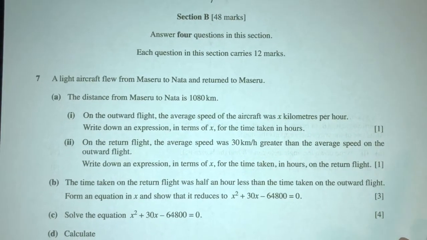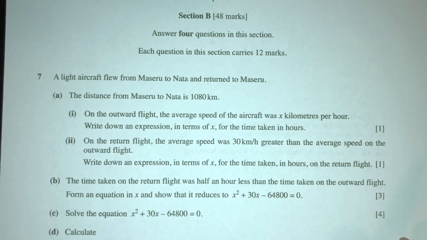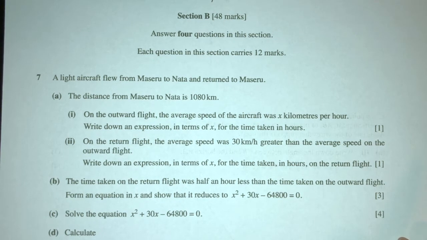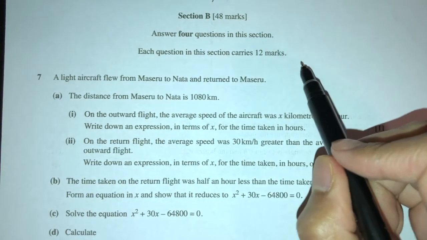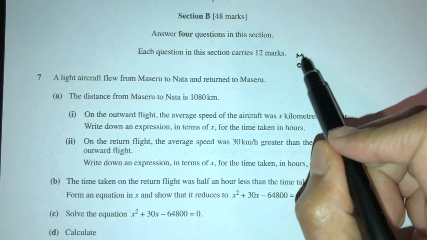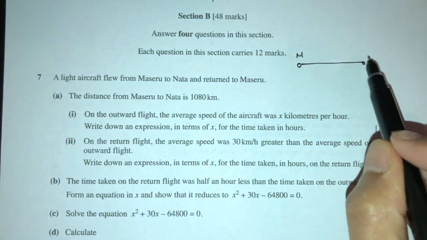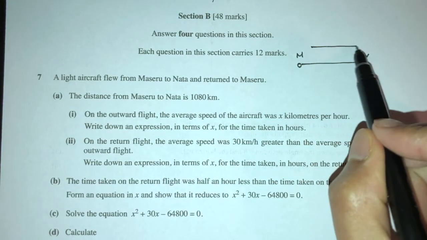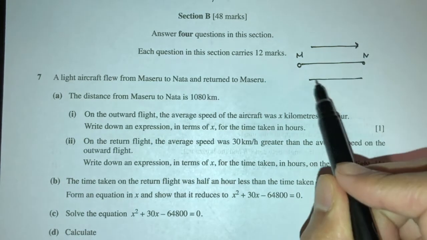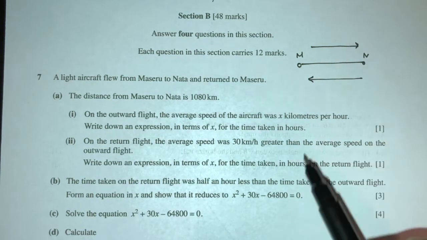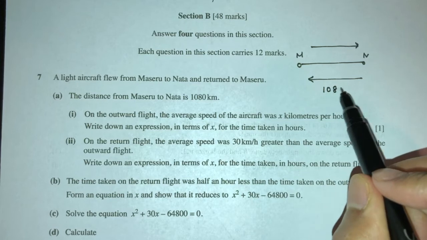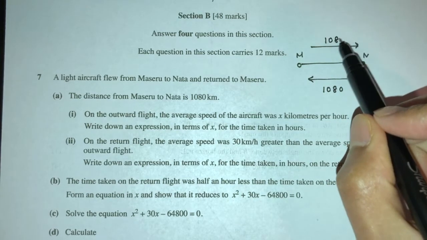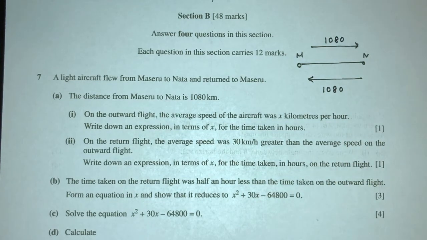Now let's move on to question number 7. So this is section B. We only have to answer 4 questions, but of course I will be doing all of them just to help you guys. Now a light aircraft flew from Maseru to Nata and returned to Maseru. So this is Maseru. You fly to Nata. At first you go in this direction and then you have to fly back again from this to this. And both have the distance of 1080 and 1080. Okay, that is the first information that we know.